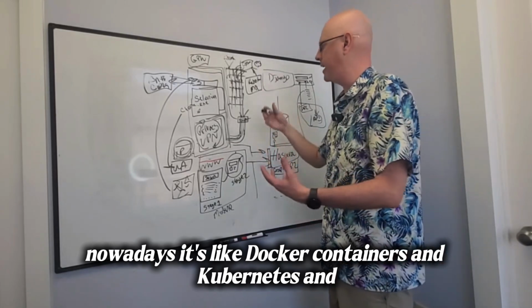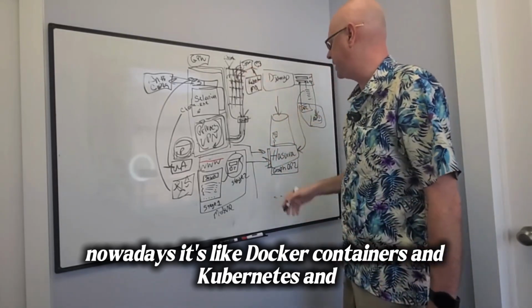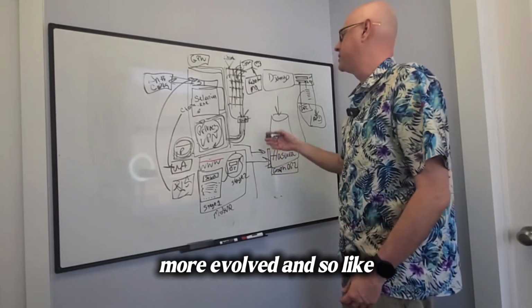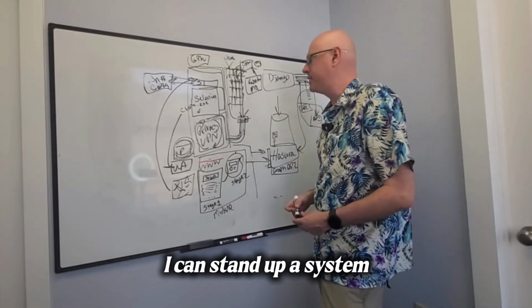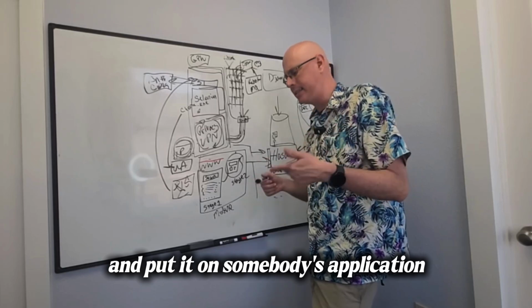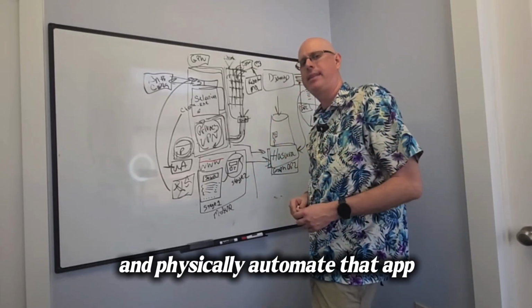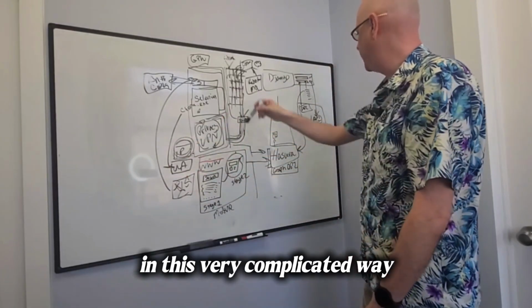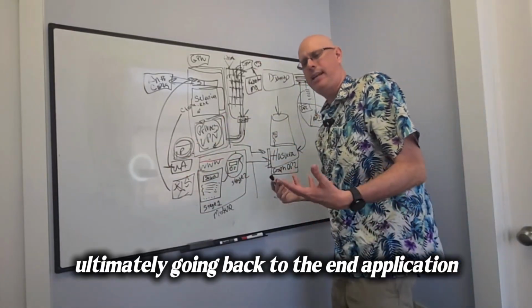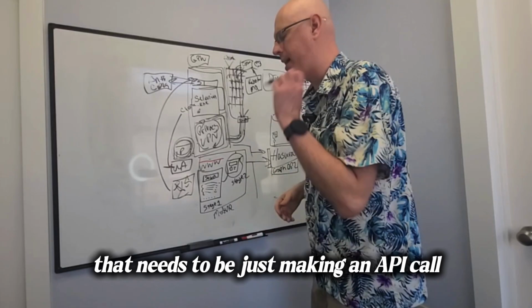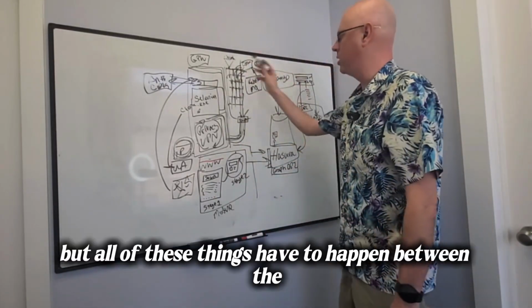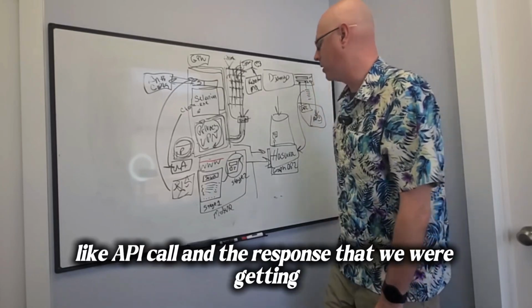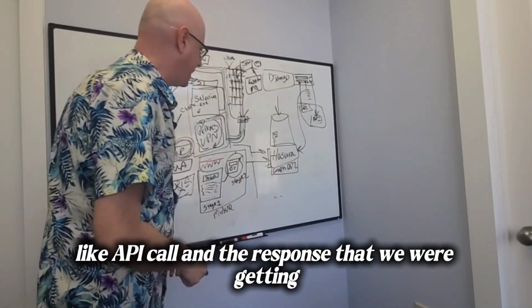Nowadays it's Docker containers and Kubernetes, a little bit more evolved. So I can stand up a system, put it on somebody's application, and physically automate that app, and then have all of that automation flowing back in this very complicated way, ultimately going back to the end application that just needs to make an API call and get a response. But all of these things have to happen between the initial API call and the response we get.